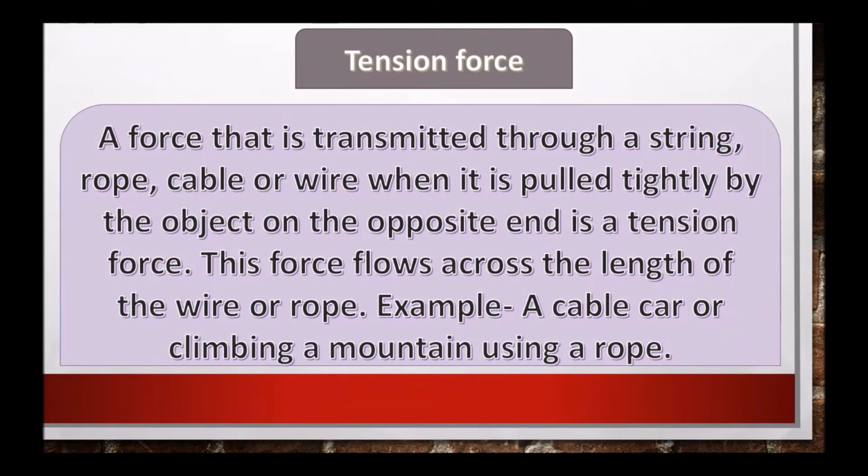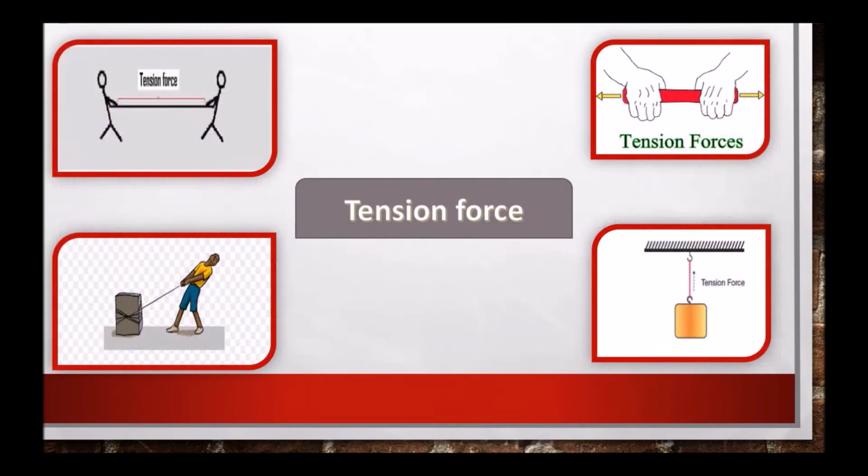The next is tension force, a force that is transmitted through a string, rope, cable or wire when it is pulled tightly by the object on the opposite end. In a tension force, this force flows across the length of the wire or rope. For example, a cable car or climbing a mountain using a rope. These are some examples of tension force.